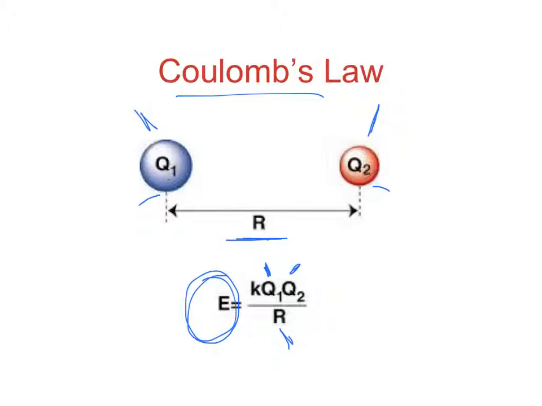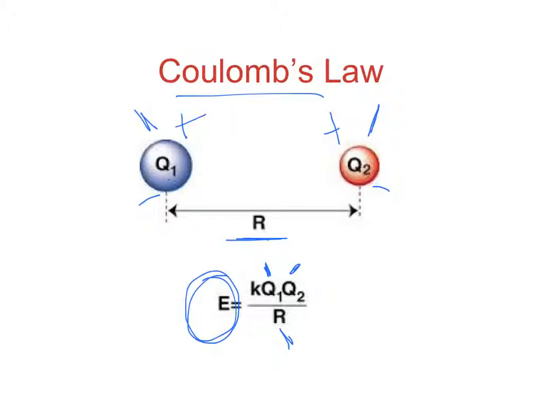Okay? So we can use this for attractive forces where, let's say, Q1 is a positive charge and Q2 is a negative charge. There's going to be an attractive force. Okay, and we could also use it if we had two like charges. Let's say they're positive and positive. They are going to be repelled. And Coulomb's law works there too.